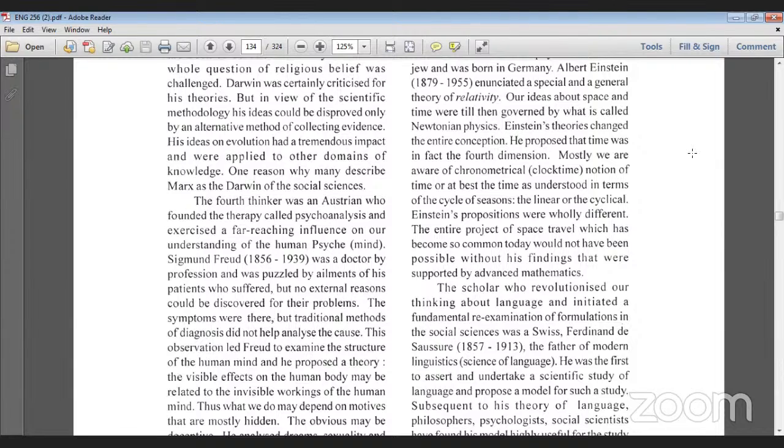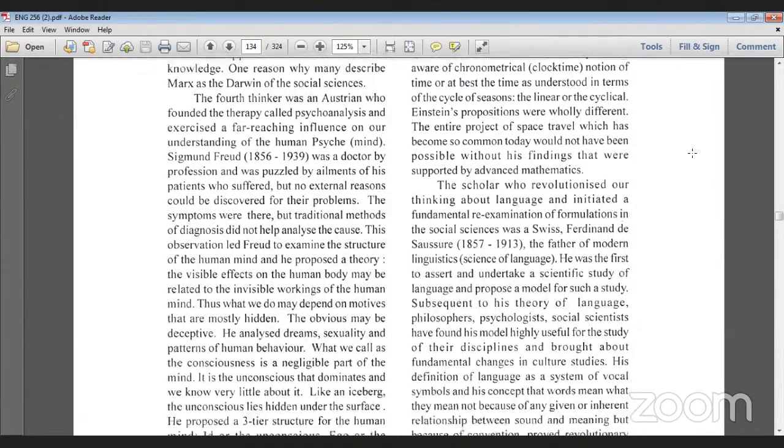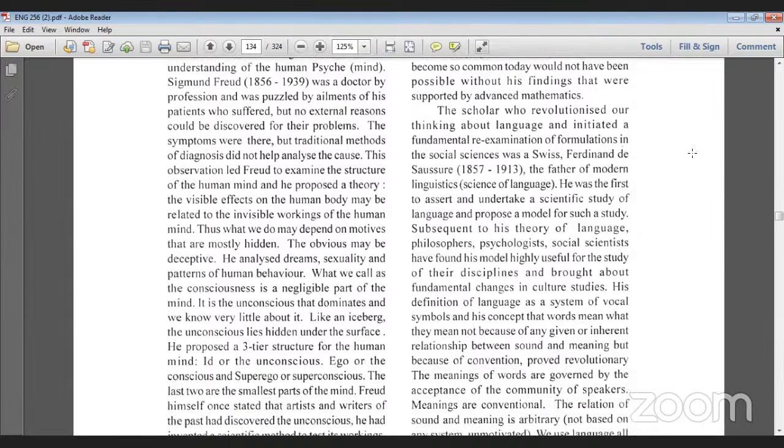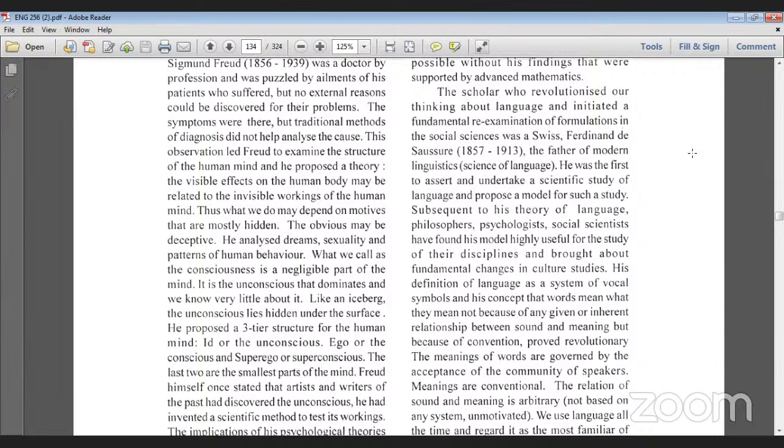Thus, what we do or do not do may depend on motives that are mostly hidden. The obvious may be deceptive. He analyzed dreams, sexuality, and patterns of human behavior. What we call consciousness is a negligible part of the mind. Okay, it is the unconscious that dominates, and we know very little about it. Like an iceberg, the unconscious lies hidden under the surface.